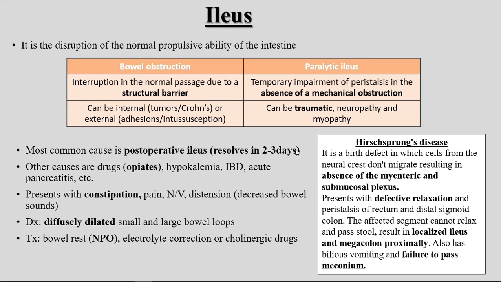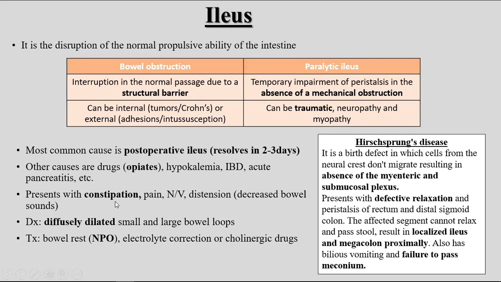It can be because of hypokalemia, acute pancreatitis, like we said, IBD or Crohn's disease can cause bowel obstruction, or even acute pancreatitis, which would be more the paralytic type of ileus. And typically, because you don't have any peristalsis, you're going to present with constipation.